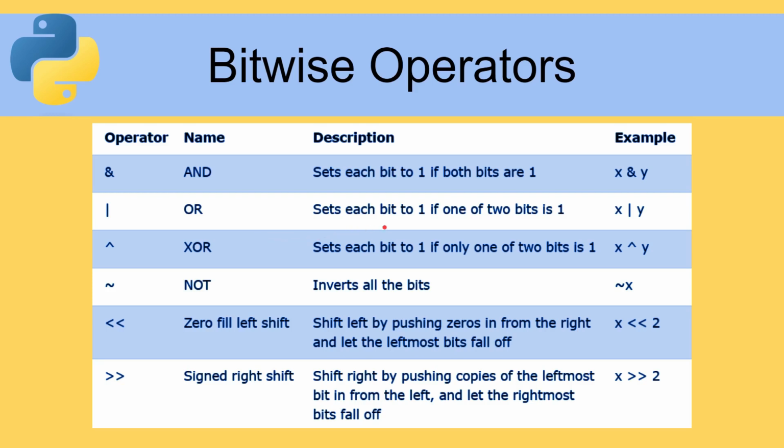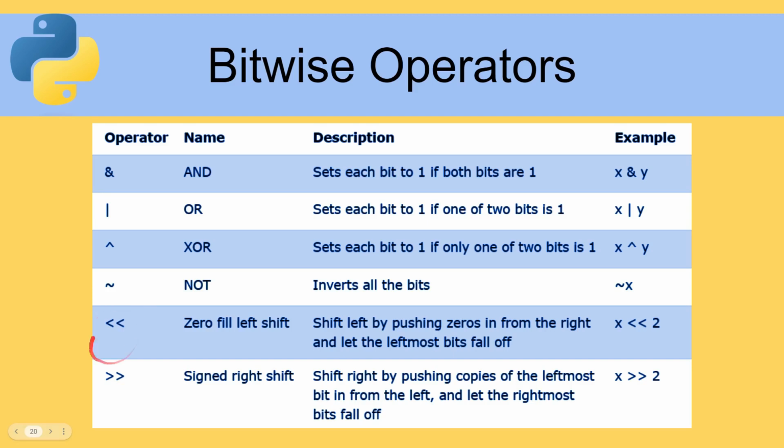Or sets each bit to 1 if one of two bits is 1. Now this is just the theory. In practice, with real examples, it will be much more understandable and simple. You have XOR, which sets each bit to 1 if only one of two bits is 1. Not inverts all the bits. If there is 0, it inverts that to 1. If it is 1, it inverts to 0.